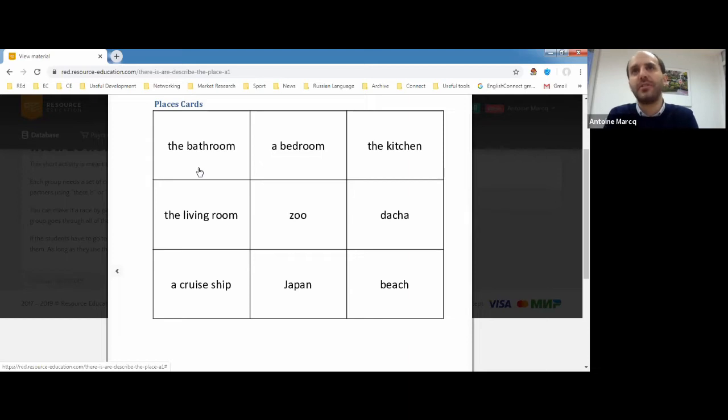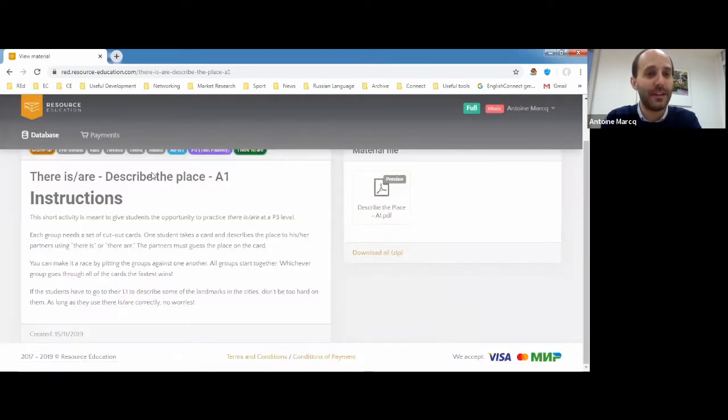There are probably more than one mirrors. There are toothbrushes and toothpaste. There are different kinds of soaps and shampoos, things like that. And the person should understand the bathroom. Bedroom, dacha, zoo, cruise ship, etc. This is describe the place for A1.